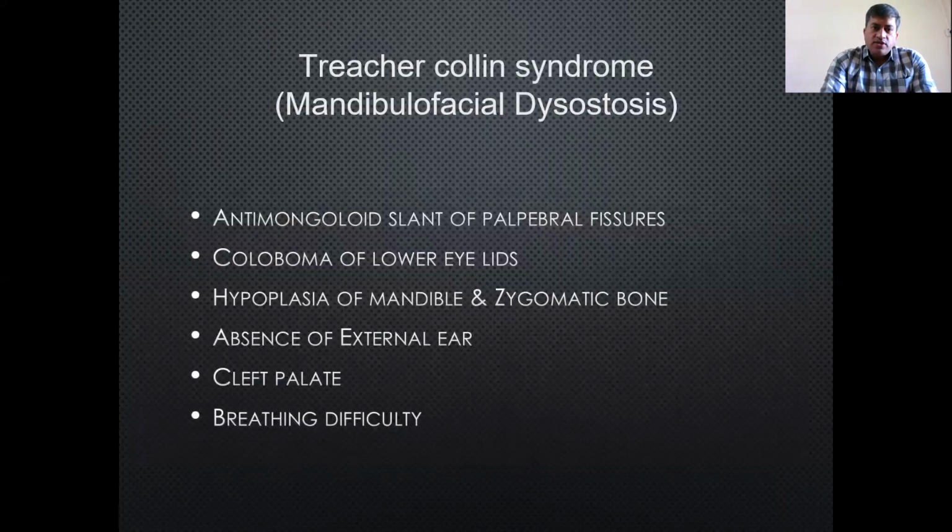Similarly, one of the most common syndromes that can lead to mandibular deficiency is Treacher-Collins syndrome, which is also known as mandibulofacial dysostosis. Now, this syndrome is typically characterized by antimongoloid slanting of the palpebral fissures, colobomas or notching of the lower eyelids, hypoplasia of the mandible and zygomatic bone, absence or malformation of external ears, cleft palate, and subsequent breathing difficulty.